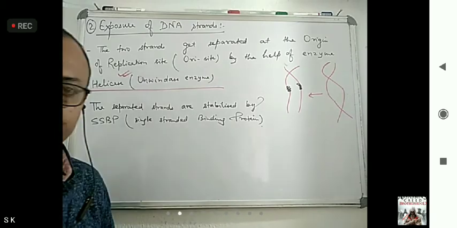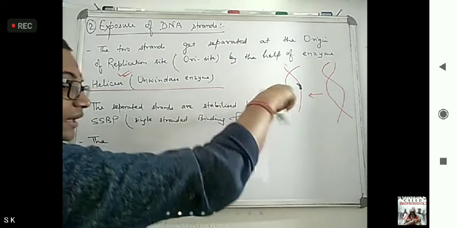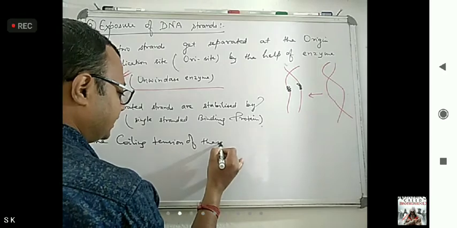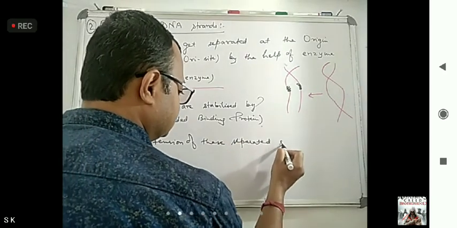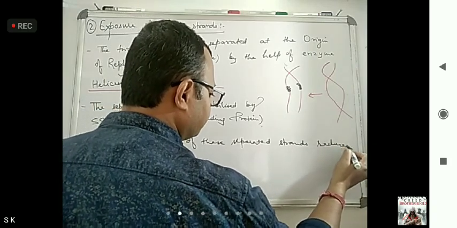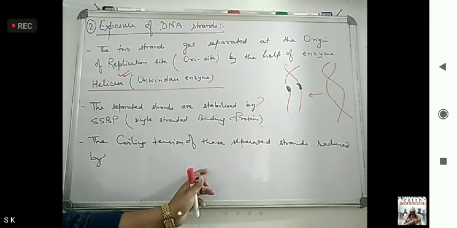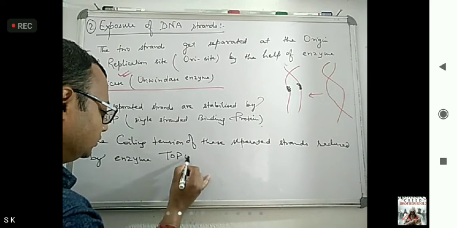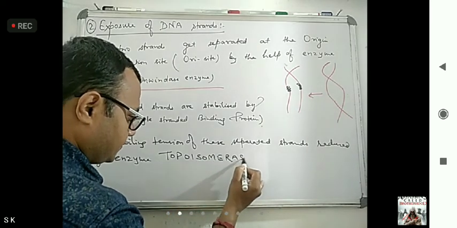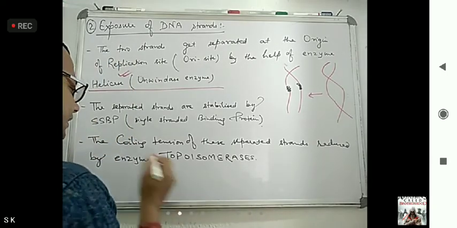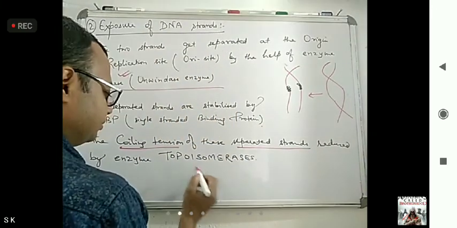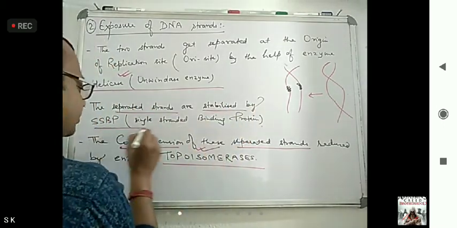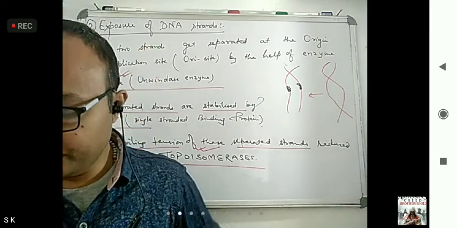Okay, now one more enzyme is there, that name is topoisomerase. The coiling tension of these separated strands is reduced by enzyme topoisomerase. Very important: the coiling tension of separated strands is reduced by which enzyme? That is topoisomerase. Now, separated strands are stabilized by which protein? SSBP, single stranded binding protein.